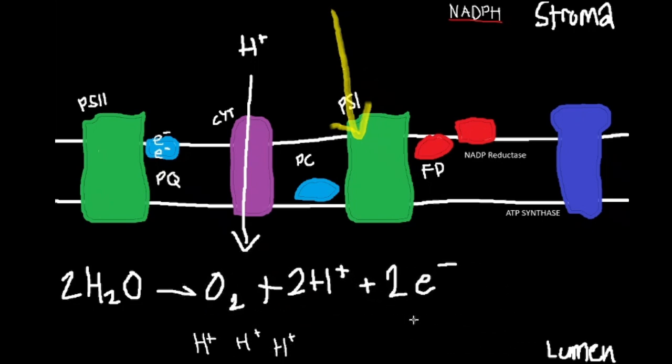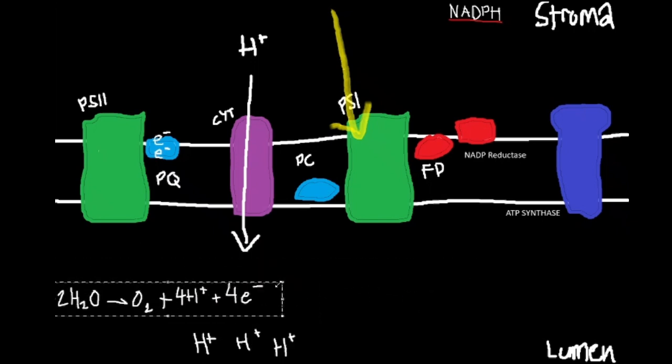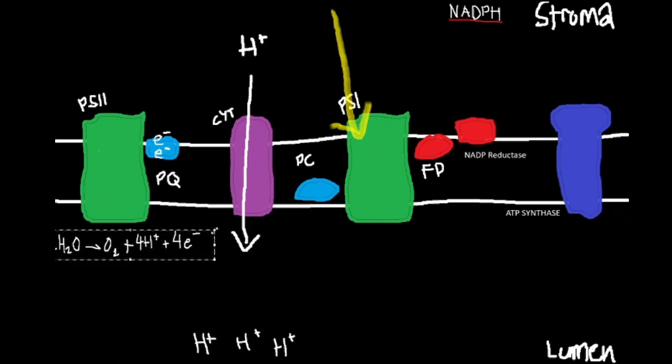There's going to be 1 oxygen atom, and there's not 2 but 4 hydrogen ions, because we have 2 water molecules now and it's multiplied here. So you have 4, and we're not forgetting about electrons. We're going to have 4 too. It's going to be oxidized into 4. So that's the equation. It's basically oxidation. Keep in mind, guys.